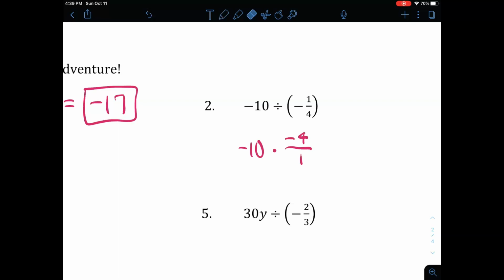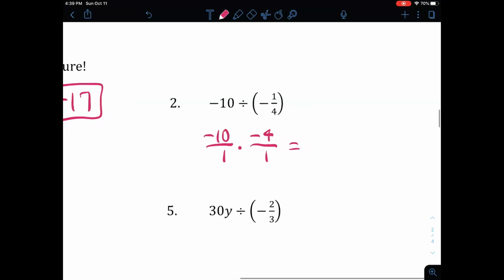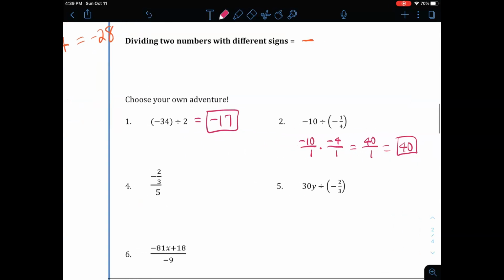I'm going to actually write the 10 over 1 though. When you do this, I would put the original number over 1. So dividing fractions, we flip it and we multiply, okay? So let's multiply straight across now. Negative 10 times negative 4 is going to be 40. 1 times 1 is going to be 1. Our answer is going to be 40. So instead of dividing by negative 1/4, which is like, what do we do with that? We just flip it and multiply.